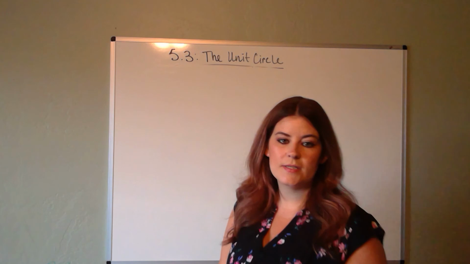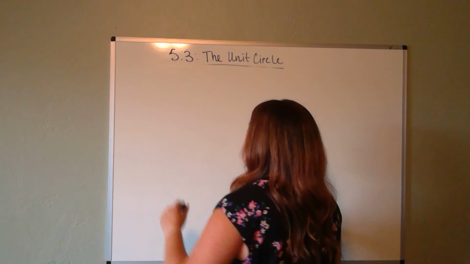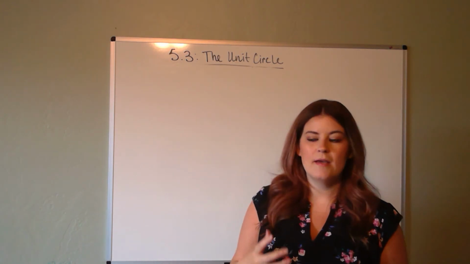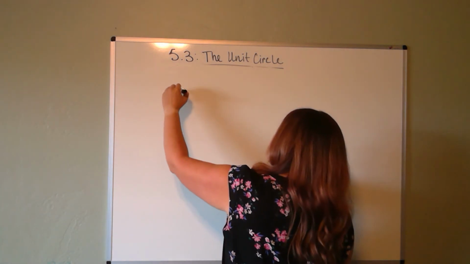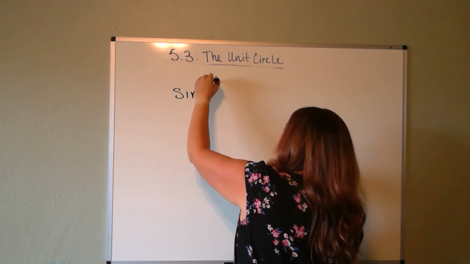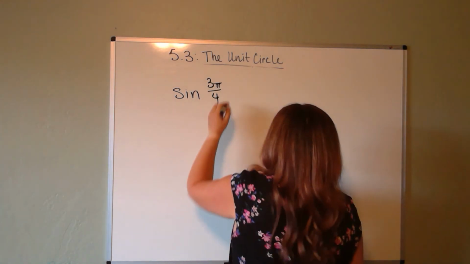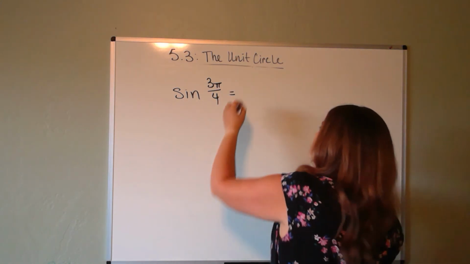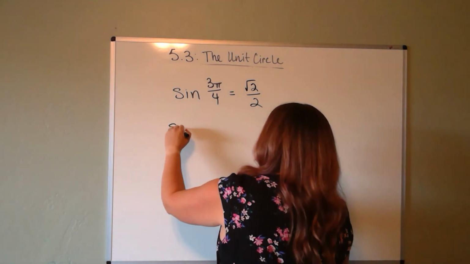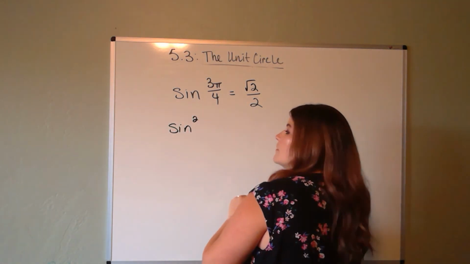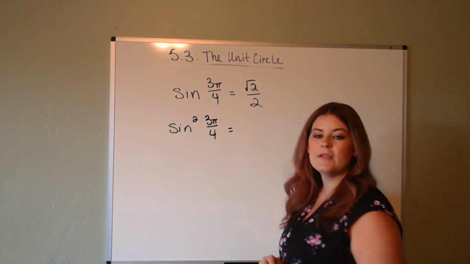All right, so the last thing I want to do a little talking about is some ways that we manipulate our trig functions. So I'm going to focus on sine and cosine for a minute. The sine of 3 pi over 4, or 135, the one that I just did. Remember what that was? It's root 2 over 2. What if I asked you to find the sine squared of 3 pi over 4? How do you think I'm going to find that?